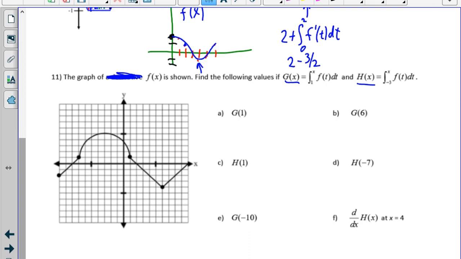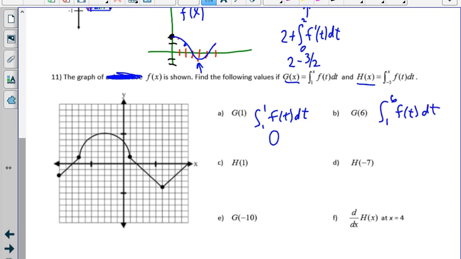G of 1, so g of 1 is the integral from 1 to 1 of f of t dt. That's definitely going to be 0. That will never be anything other than 0 because the integral under a point is a line and the area of a line is 0. This is going to be the integral from 1 to 6 of f of t dt.